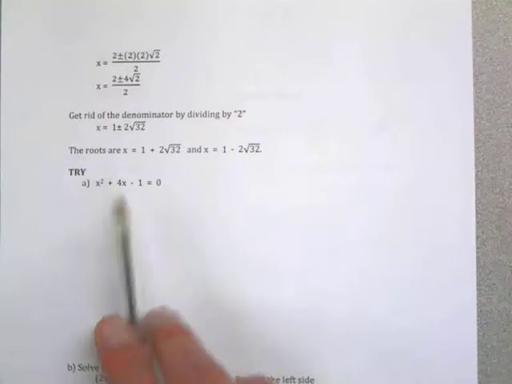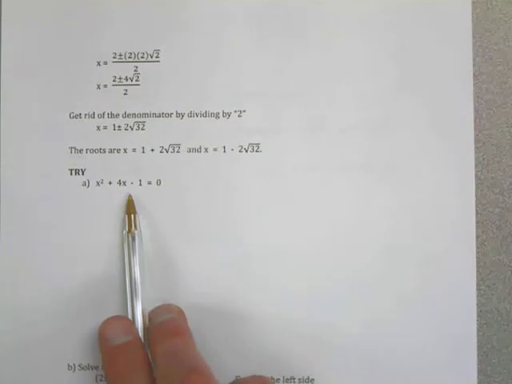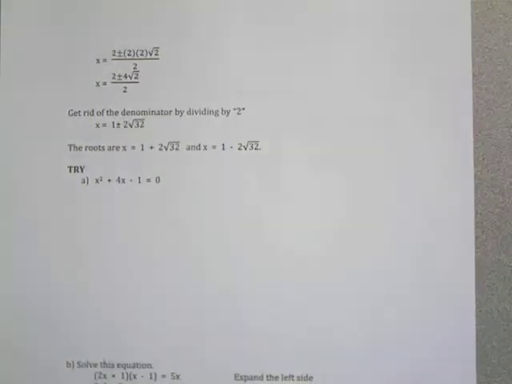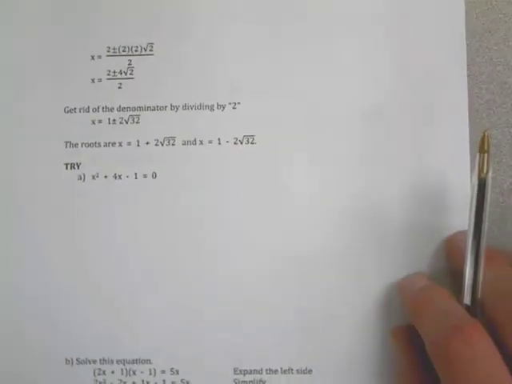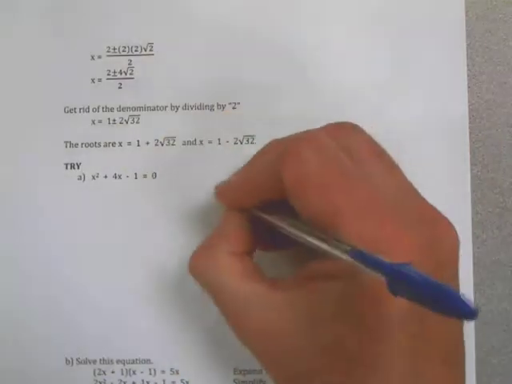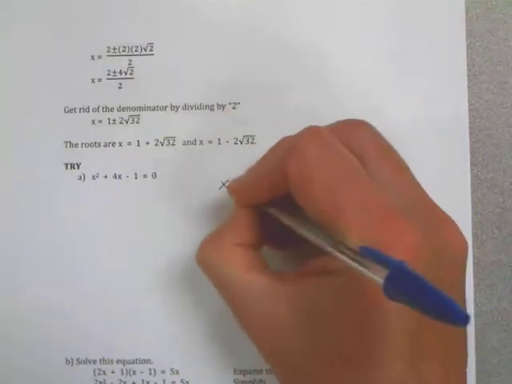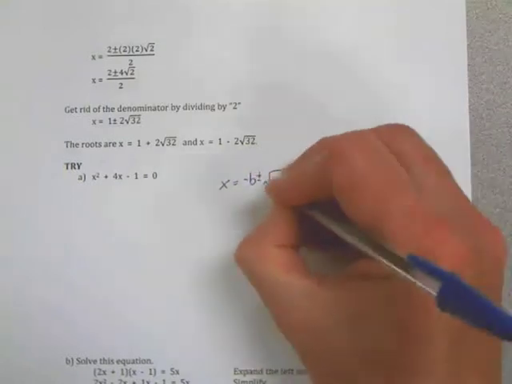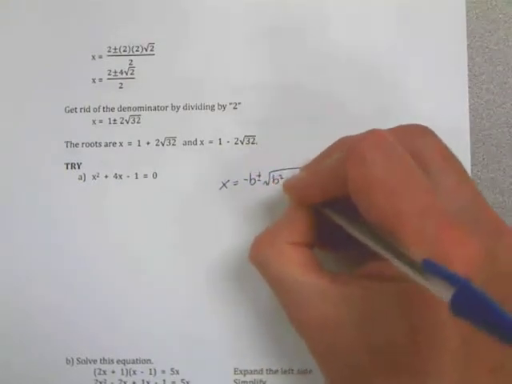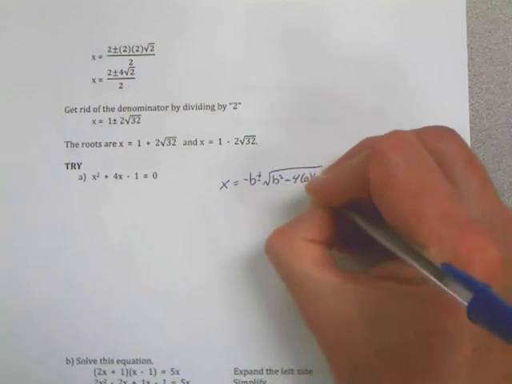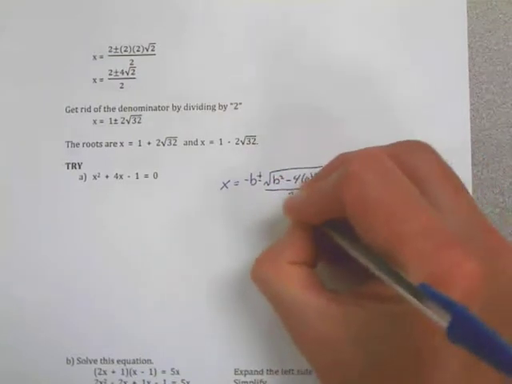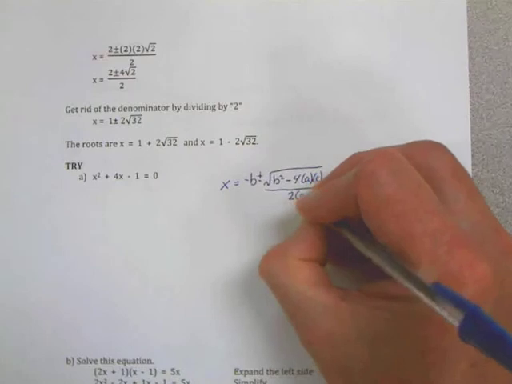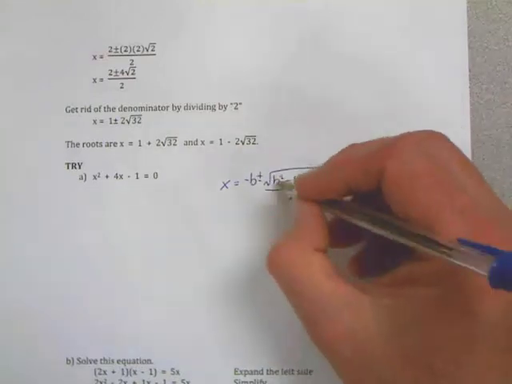So here's a question I'd like you to try. Stop the tape, try it by referring to the example on the previous page, and then once you get it done, turn the tape back on and see how I've done it. So I'm going to use the quadratic formula. x is equal to negative b plus or minus the square root of b squared minus 4 times a times c divided by 2a. I just have to identify the a, the b, and the c.